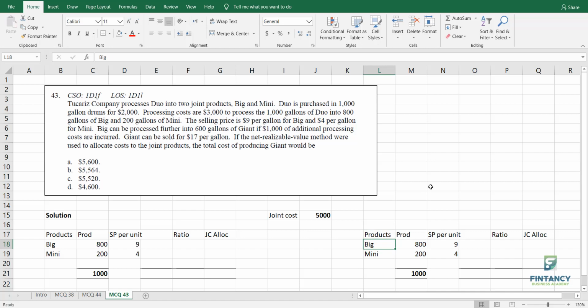Instead of big, what I am doing? I am creating giant. So I removed the big and I put giant. The production was 800. Now it is how much? 600. The selling price was 9 and now it is how much? 17. Getting the story, everyone? So they say if the NRV method is used, the total cost of producing giant would be how much? Okay, so very nice, my friends. So now tell me one thing, how much will be my allocation for this?